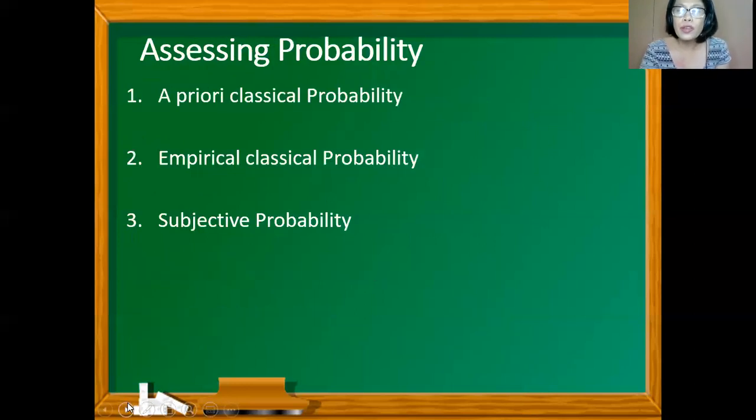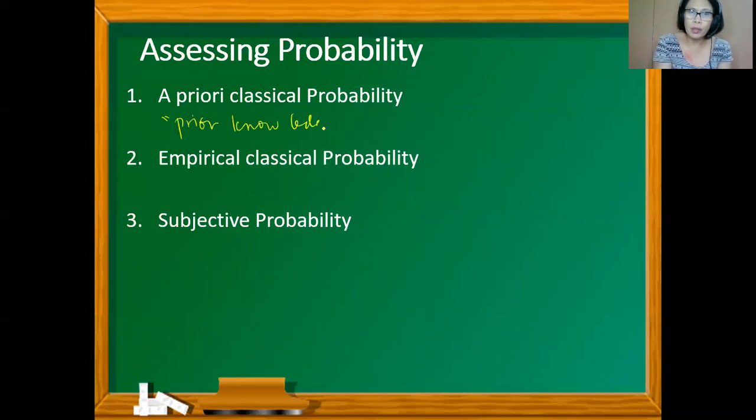Now, there are three ways of assessing probability, of computing probability. When we work on a priori classical, this is about our prior knowledge. So if you have this prior knowledge and you are working on the probability, this is about a priori classical. For example, it's our prior knowledge that there are 52 cards in a deck of cards, and we are calculating the probability as we select a card from the 52 cards. So anything related to that, we are assessing a priori classical probability.